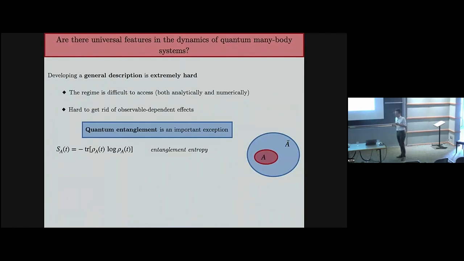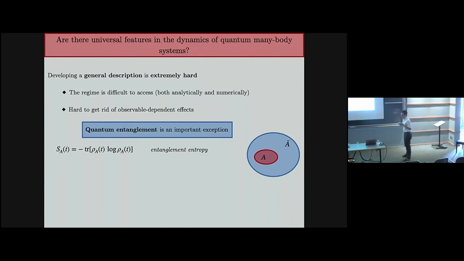Let me just say that answering this question is extremely hard, and it is hard for two main reasons. The first reason is that it is extremely difficult to access the out-of-equilibrium regime of a quantum many-body system. Of course, it is very difficult to access it analytically, and the explanation is that all the general theoretical approaches that we have are fit to work well at equilibrium, but they don't work so generally out of equilibrium, and one has to come up with new interesting techniques. And of course, it is also difficult to describe this regime numerically, as we all know.